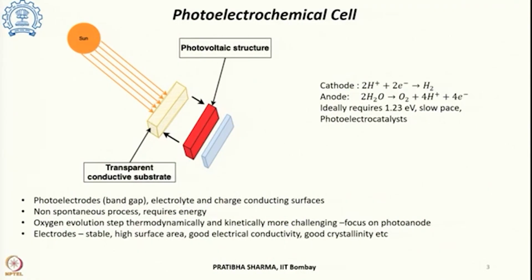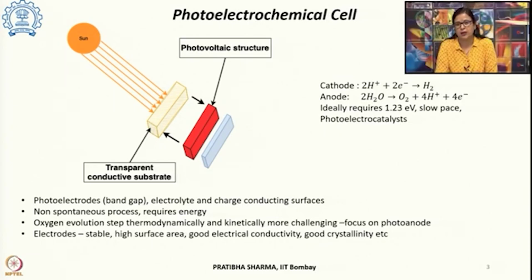A very basic structure, although there are several other layers attached to it, has a transparent conducting layer, then a semiconducting layer, and then there could be current collectors or transport layers. So, just like an electrolyzer has the electrolytic cell as its basic unit, the photoelectrochemical cell is the basic unit for this process. It has two electrodes, the two photoelectrodes, and the requirement for them is an appropriate band gap. Then there is an electrolyte, and then charge conducting surfaces can be there.